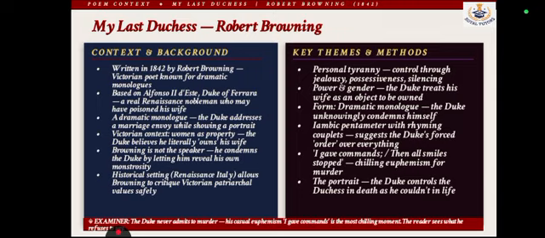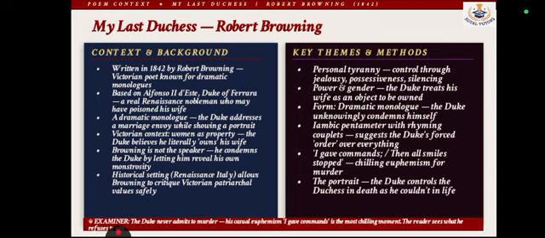We have power and gender. The Duke treats his wife as an object to be owned. Form. It's a dramatic monologue where the Duke unknowingly condemns himself. Iambic pentameter with rhyming couplets suggests the Duke's forced order over everything.